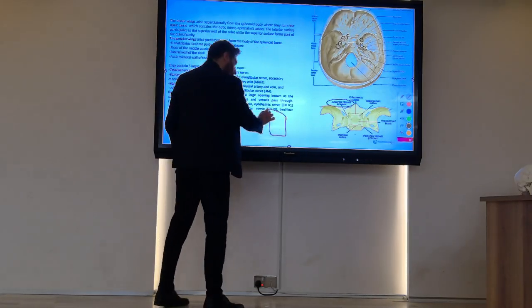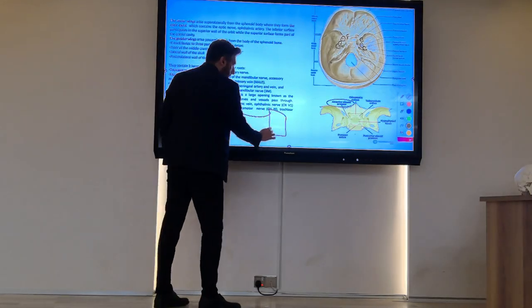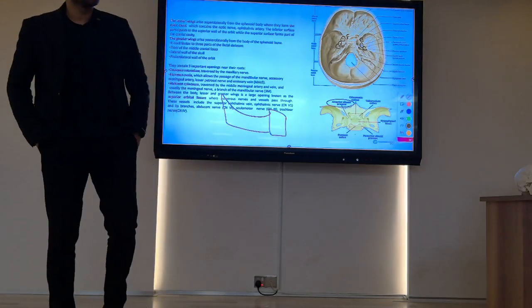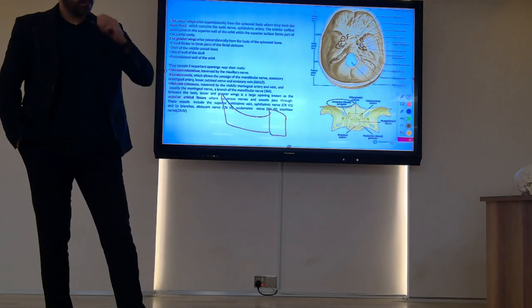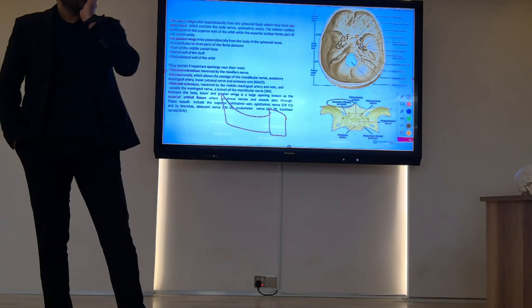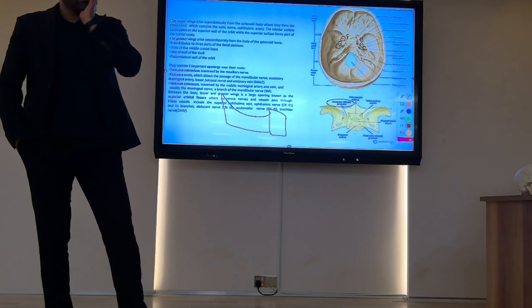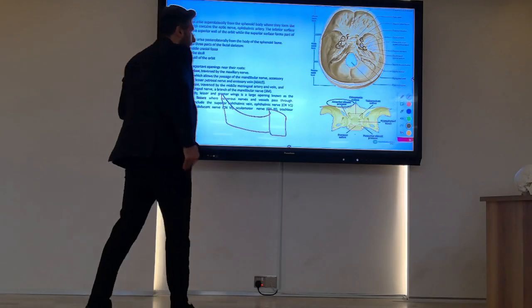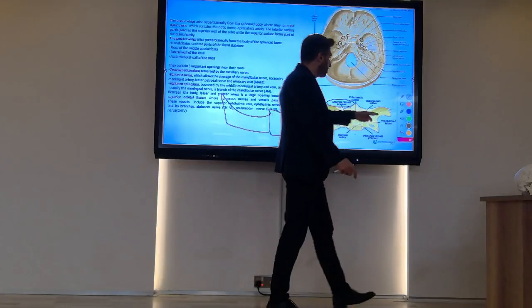The foramen ovale is for passing the mandibular nerve, and the foramen spinosum is for passing the middle meningeal artery, and the foramen rotundum is for passing the maxillary nerve. Very good. Yes, exactly. Exactly, and completely true.